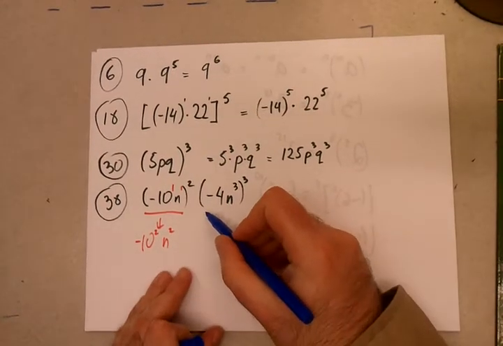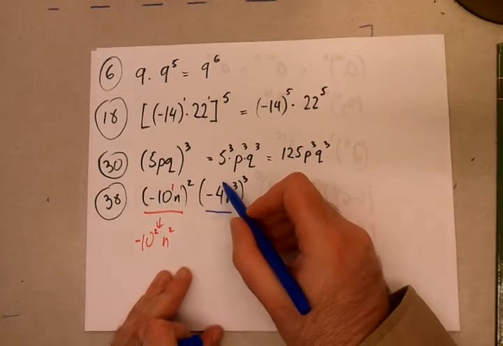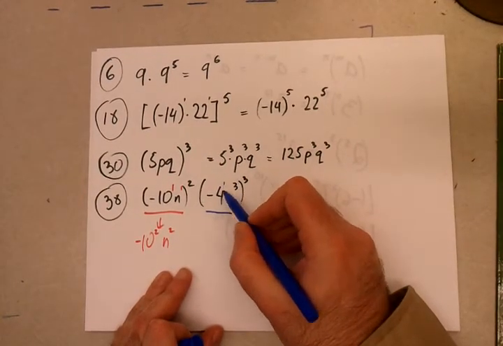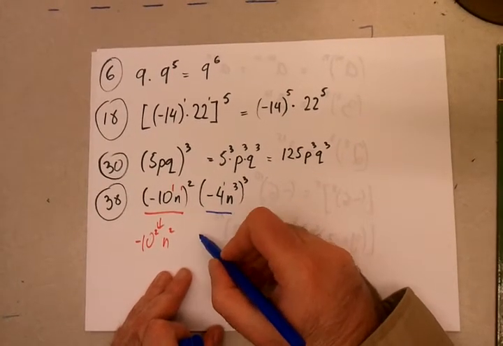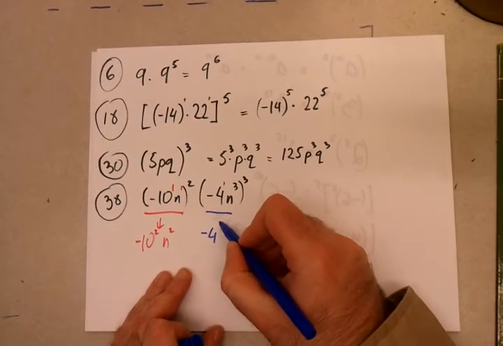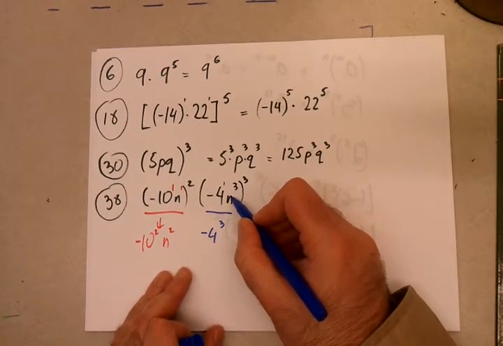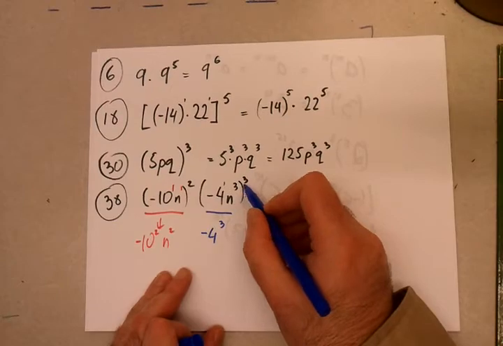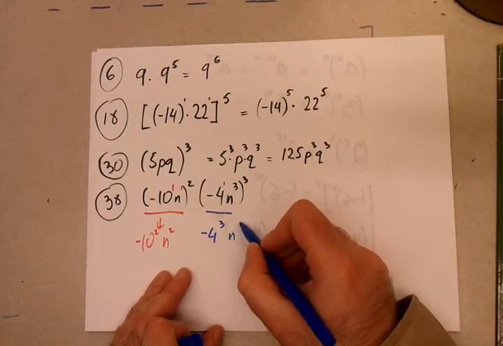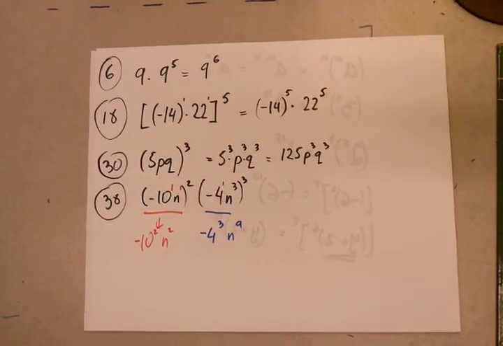Over here, again, a power to the power problem. The negative 4 has, again, a hidden power of 1, so 1 times 3, that's 3. The base doesn't change. Here, the n has a power of 3 already, so 3 times 3, that's 9. Alrighty. Good. Now we can do a little bit of simplification right over here.